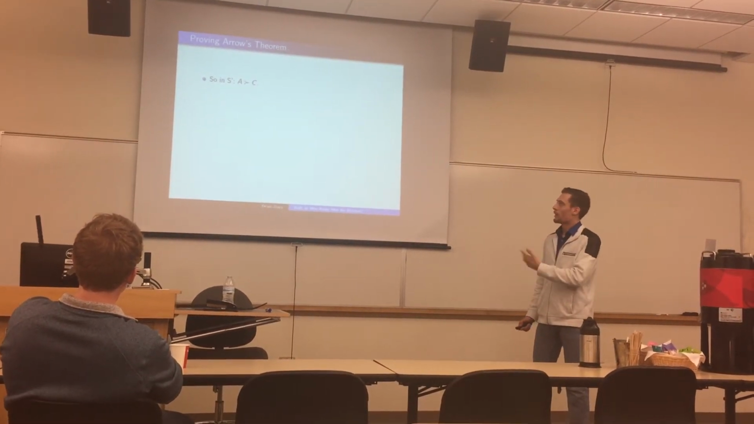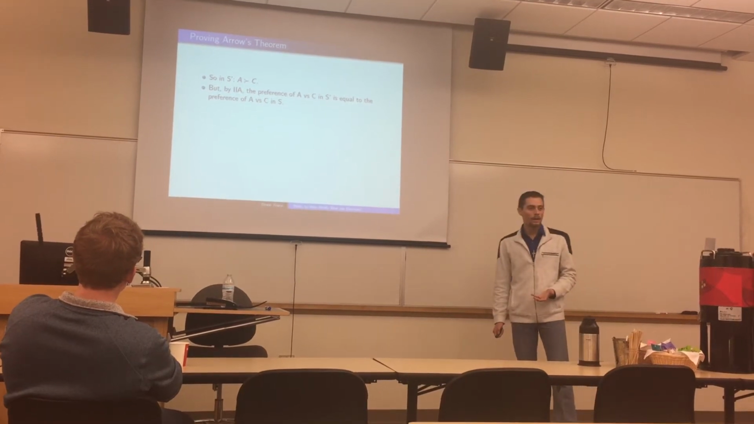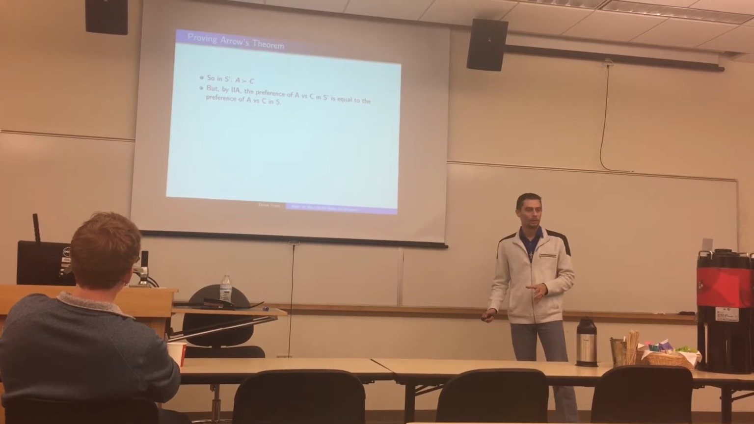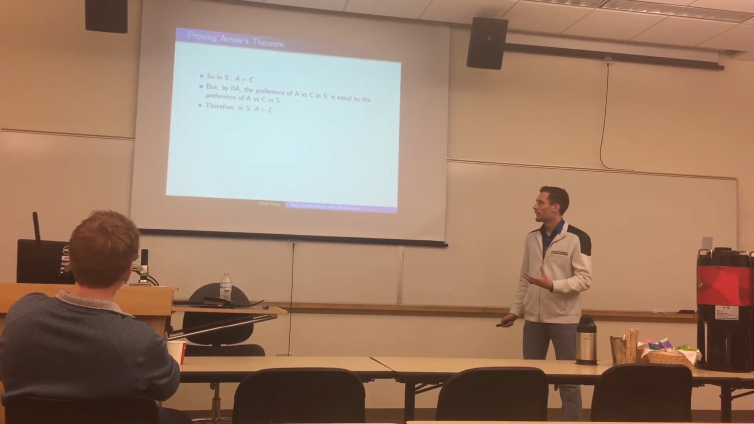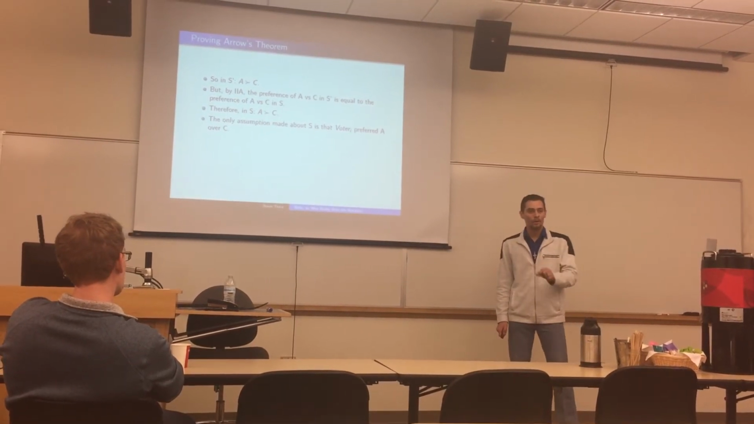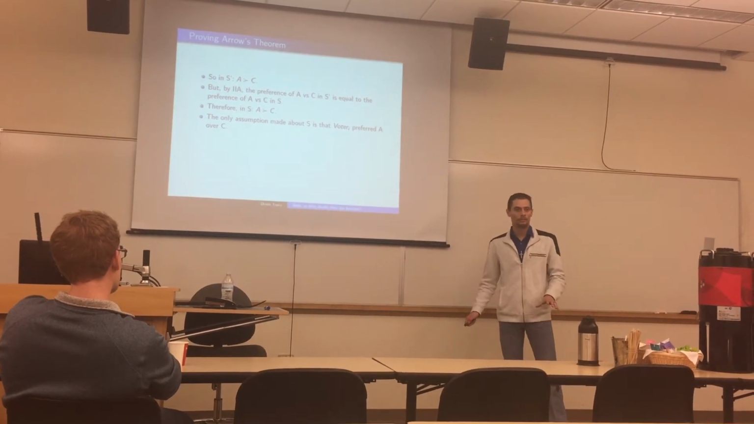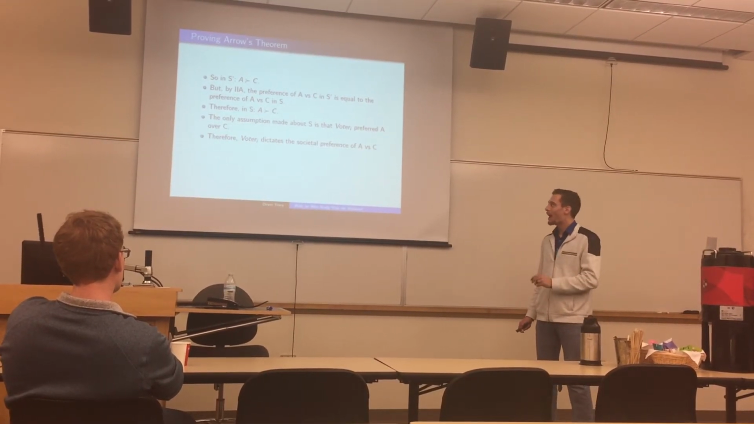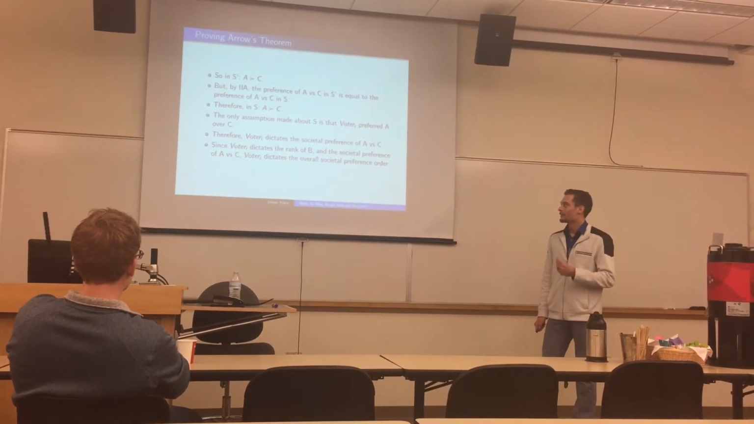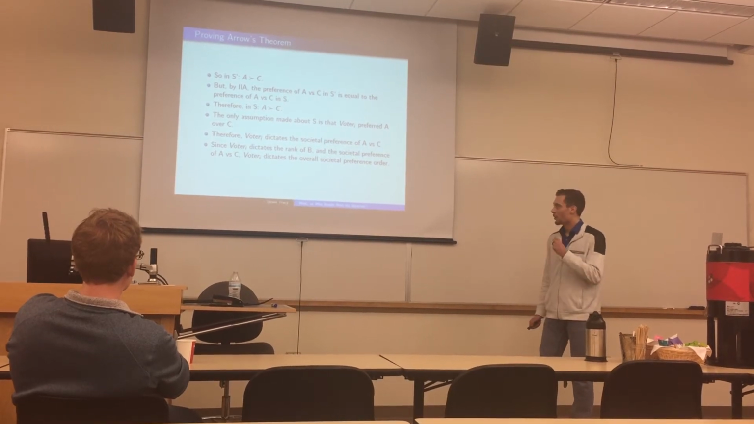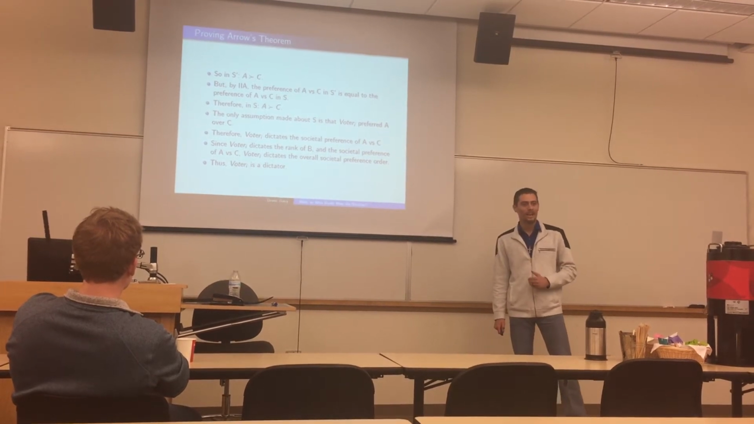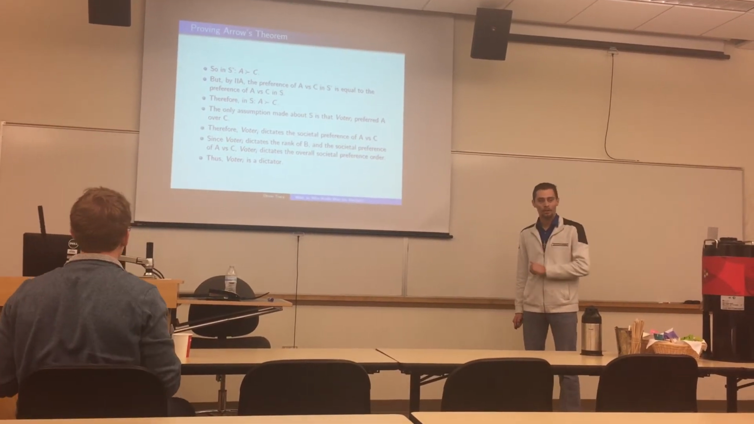So in S prime, A is preferred above C, but by IIA, we've already claimed that A versus C is equivalent in S as it was in S prime. That's why we built S prime the way we did. That means that in S, A is preferred above C, but the only assumption that we made about S was that voter I preferred A above C, and everything else was left open. So voter I dictates the societal preference of A versus C. Voter I dictates the rank of B, which we showed earlier, and the ordering of A versus C, which we just showed. So voter I is a dictator who has decided the societal ordering of all three candidates.